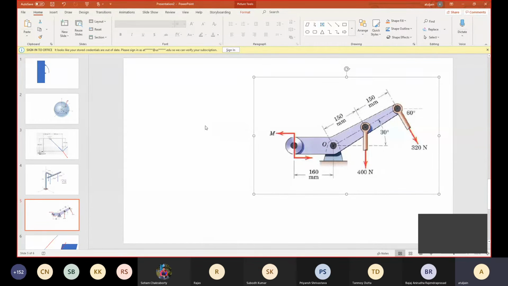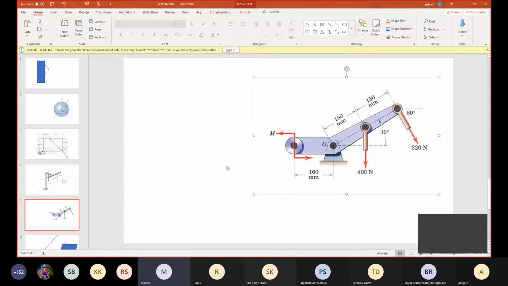Okay. So now we have to find out the value of M such that if I move to point O, there is only one net force. There is no force and a couple. At point O, the entire system of forces, that is 320 Newton, 400 Newton and this couple, reduces to only a force. Clear? Is the problem statement clear?